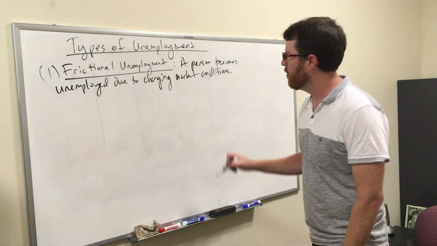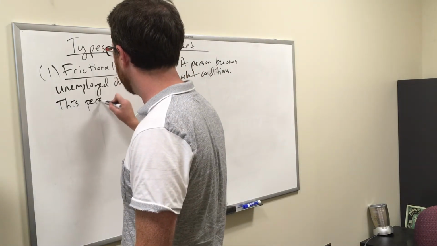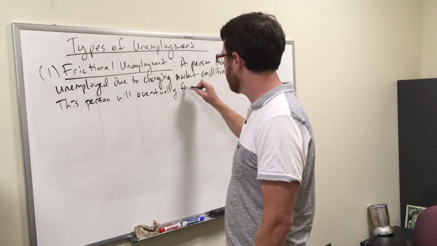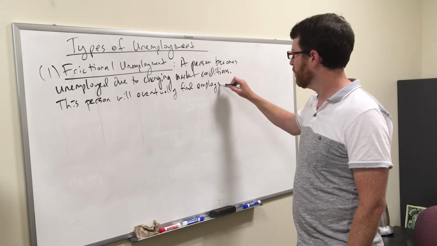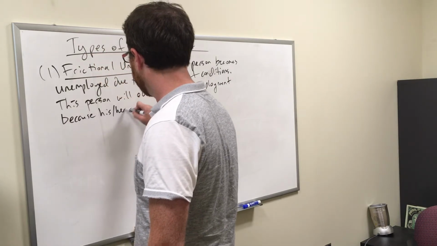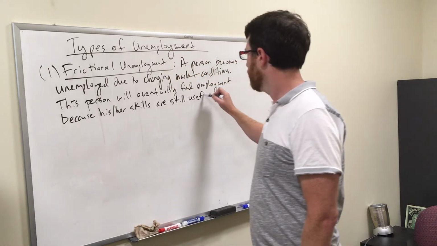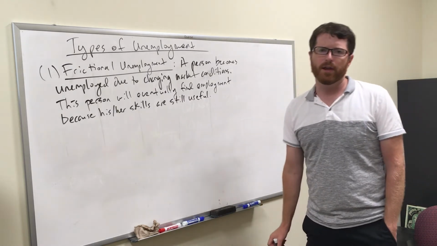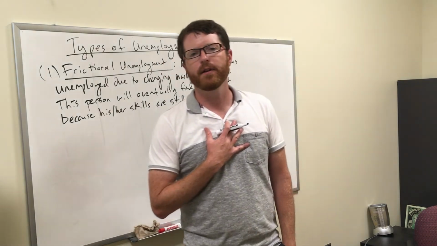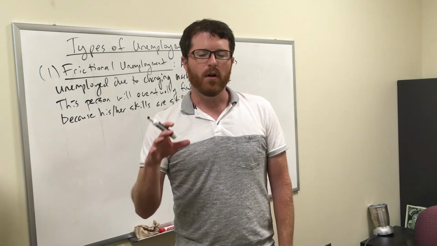Frictional unemployment refers to the scenario where a person becomes unemployed due to changing market conditions. This person will eventually find employment, because her skills are still useful. Okay, so for example, in the Milledgeville example, if enrollment at Georgia College is down and I get laid off, I've got a PhD in economics, right? I can go find a job somewhere else. So that's called frictional unemployment.